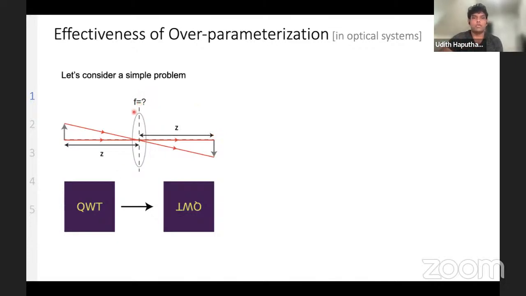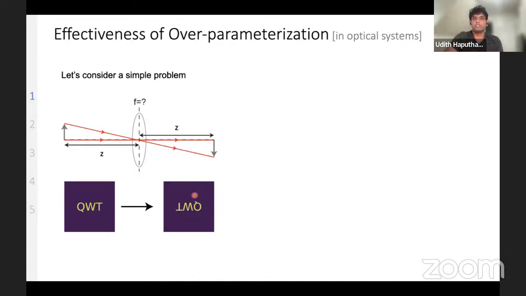So when f is z/2, if we have this QWT image as the input, we get this type of flipped image at the output. To solve this using machine learning, what we can do is model this small computational setup in our computer in a differentiable manner, and then try to optimize the focal length of the lens such that the input will be reconstructed at the output in a flipped manner.